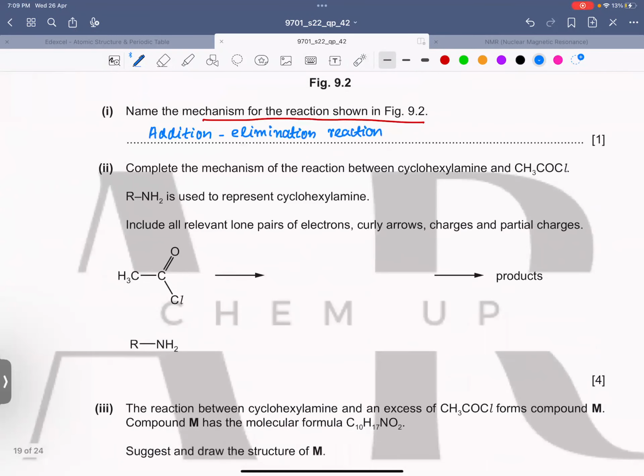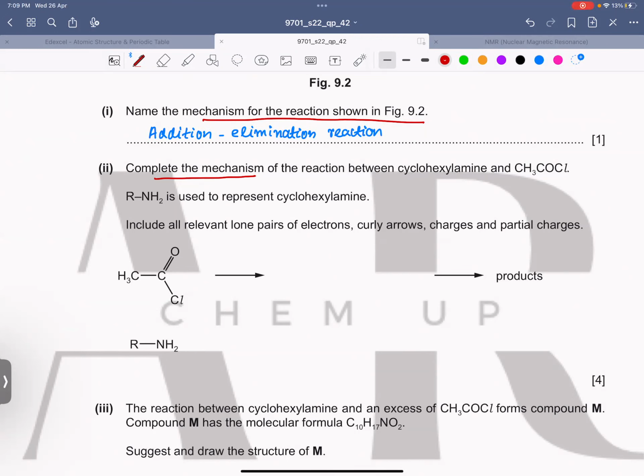Now, that is the same mechanism we did in the last paper. It comes under that type of reaction, the addition elimination mechanism. The mechanism is named both ways, the nucleophilic substitution or the addition elimination.